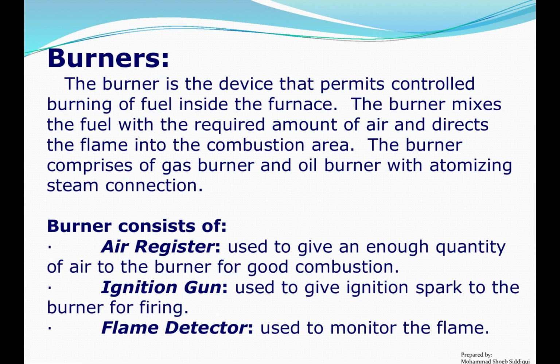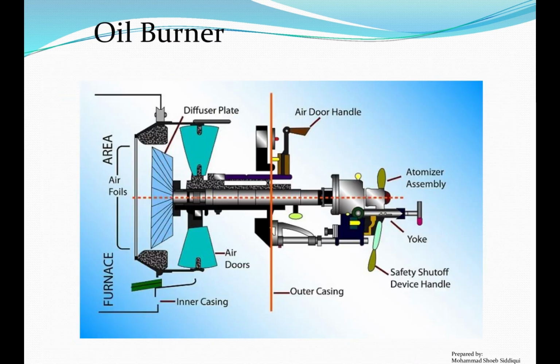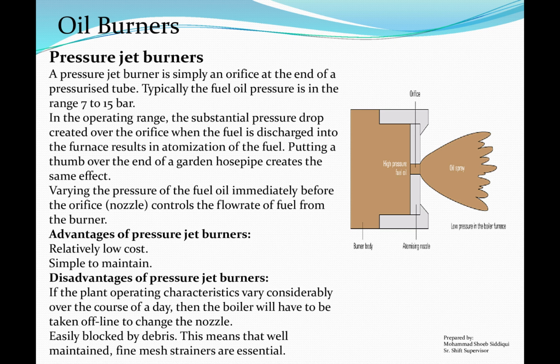Burners. The burner is the device that permits controlled burning of fuel inside the furnace. The burner mixes the fuel with the required amount of air and directs the flame into the combustion area. The burner comprises gas burners and oil burners with atomizing steam connection. Oil burners: pressure jet burners.